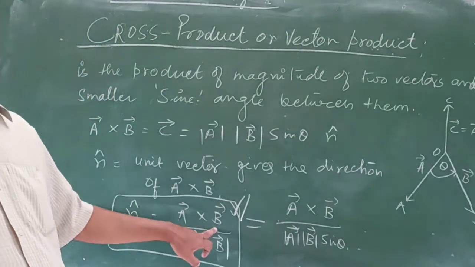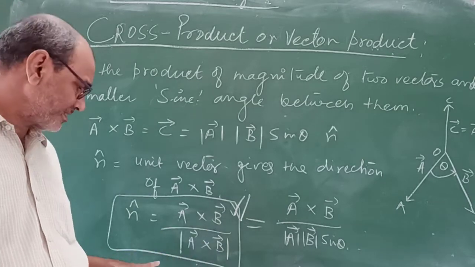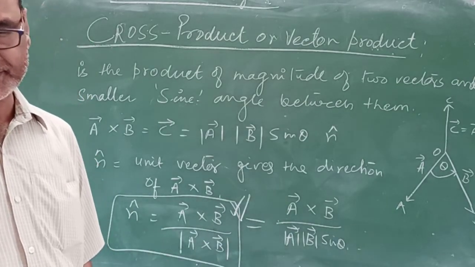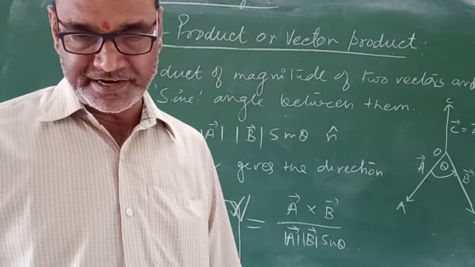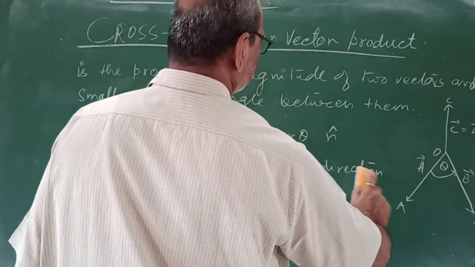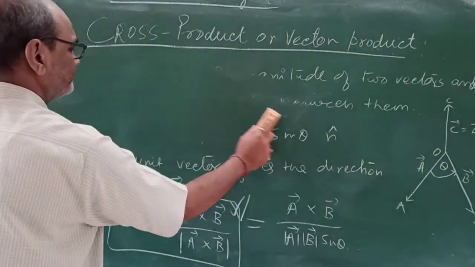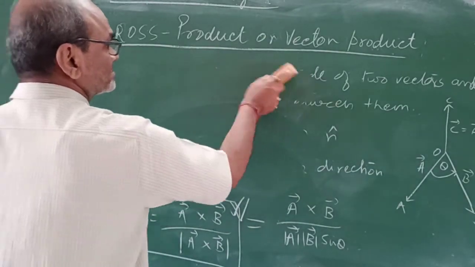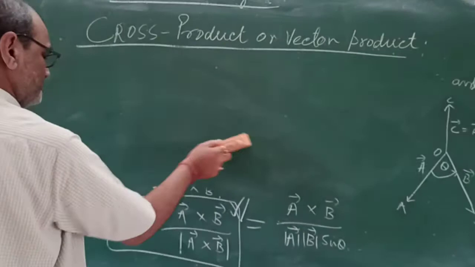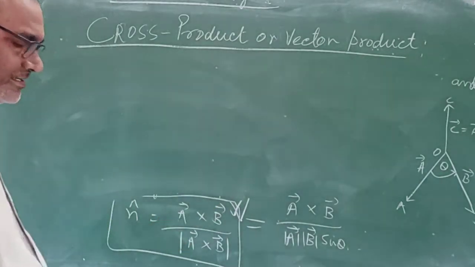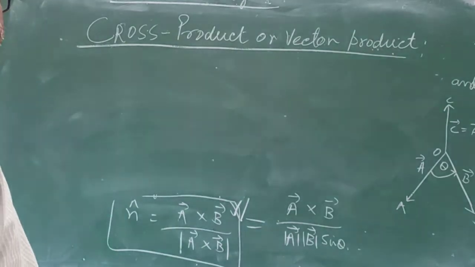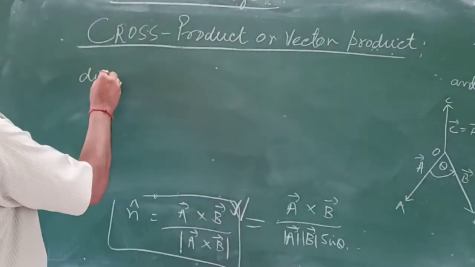A cross B, first of all we find A cross B and then we find the modulus of A cross B. The direction of A cross B is given by the right hand screw rule. It is also a diagram of the right hand screw rule. Is it clear? The direction of A cross B is given by the right hand screw rule.